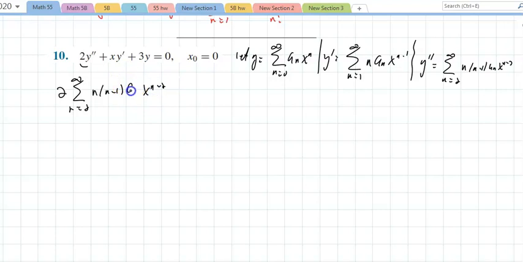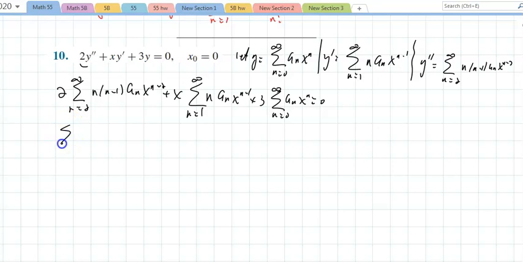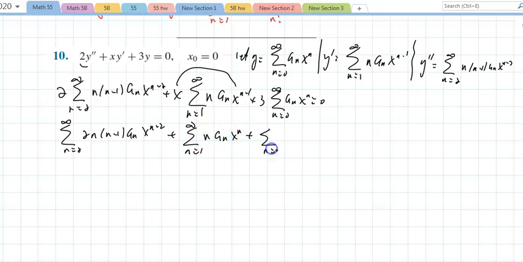I did it again. There's a song like that, no? Britney Spears, oops. Series n equal 1 to infinity n a sub n x to the n minus 1 plus 3 times the series n equals 0 to infinity a sub n x to the n, and I want that to equal 0. And if I combine those, that is the series n equal 2 to infinity of twice n into n minus 1 a sub n x to the n minus 2 plus the series n equal 1 to infinity, multiplying those out, n a sub n x to the n plus the series n equals 0 to infinity, 3a sub n x to the n equals 0.